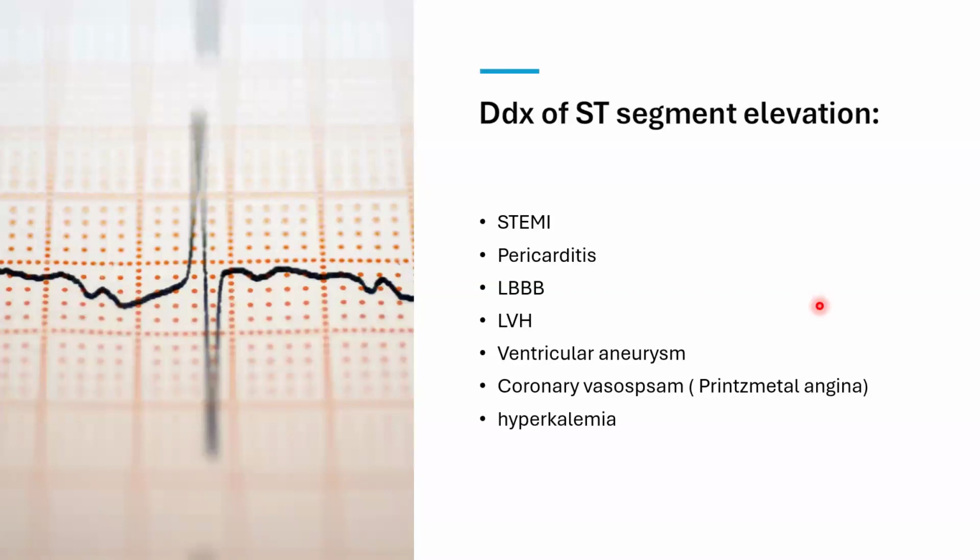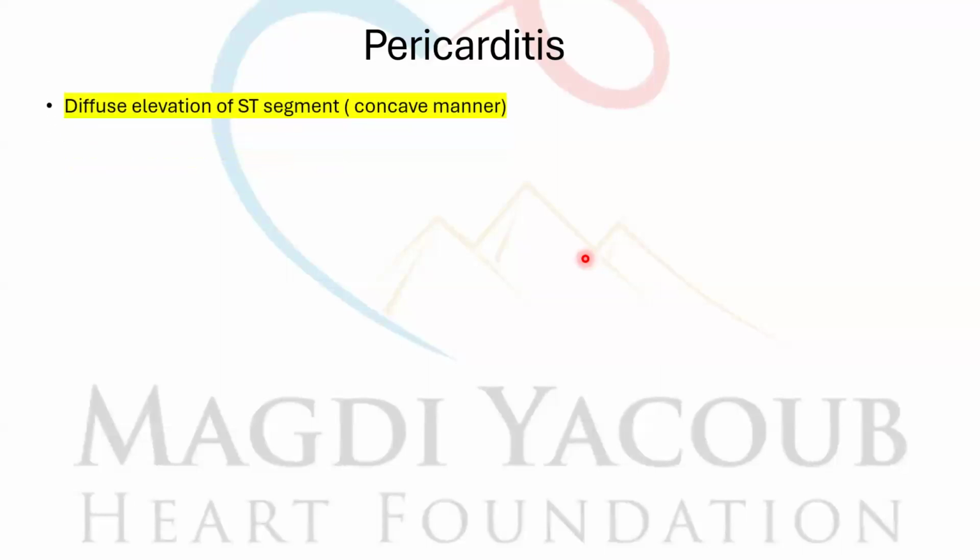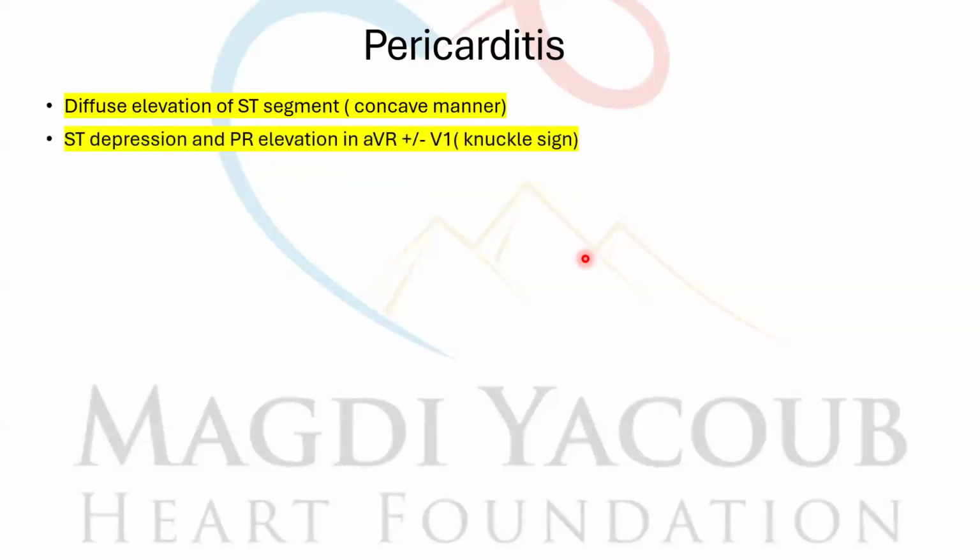Now I'm going to give a bit of an account on pericarditis, because we see a lot of people with pericarditis post-op in our ICU. So we should know how to diagnose pericarditis from an EKG. To diagnose pericarditis, you have to find a diffuse elevation of the ST segment. Usually it's in a concave manner, as we're going to see. And you can find an ST depression in the P and PR elevation in AVR and V1.